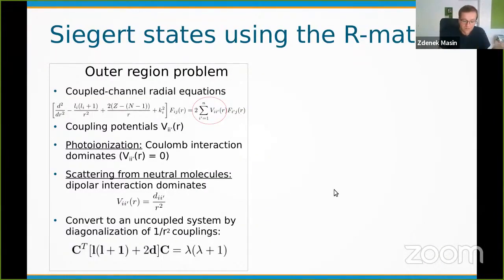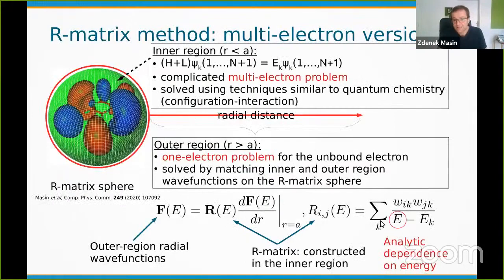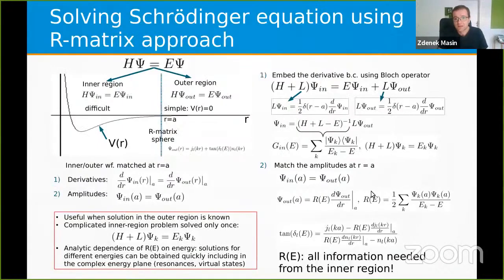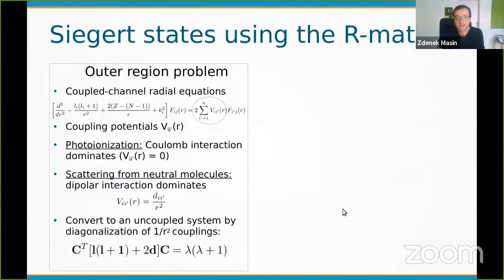So now, how do we obtain the solutions for the Siegert states? These are the solutions for the complex energies. Well, as you can see, basically, the whole R matrix problem, or everything that depends on energy, is confined to the outer region. So we are only interested in the outer region problem when we are looking at Siegert states.